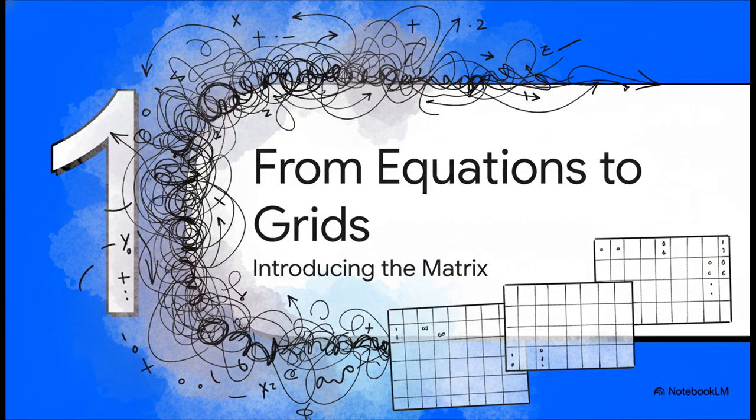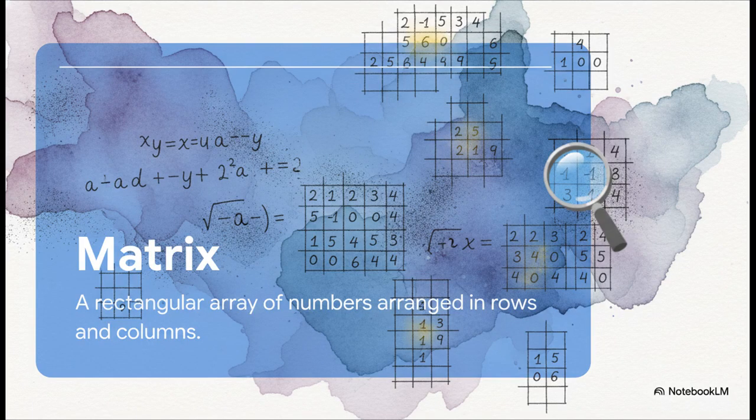So let's dive in. The idea at the heart of this is actually super simple. All we're going to do is strip away the variables, the x's, the y's, all the letters and plus signs, and just focus on the numbers themselves. We just arrange them in a nice, neat grid.